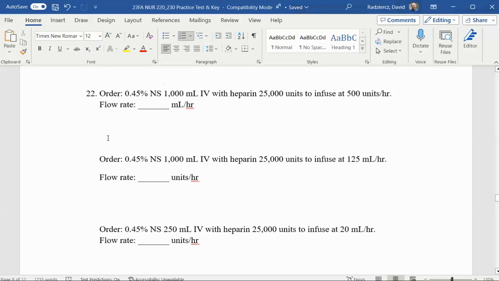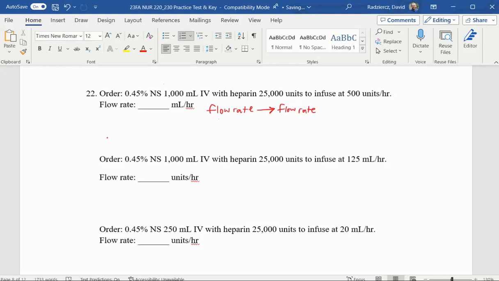But I'm going to show you a strategy because these questions are a little bit different. Basically, all you're doing is converting one flow rate to another flow rate. The current flow rate is 500 units per hour. The new flow rate that they're looking for is milliliters per hour. So there's a couple ways you can answer this question, but I'm going to start off with what I think is the straightforward way. Just piggybacking what I just said, we're converting one flow rate to another flow rate.